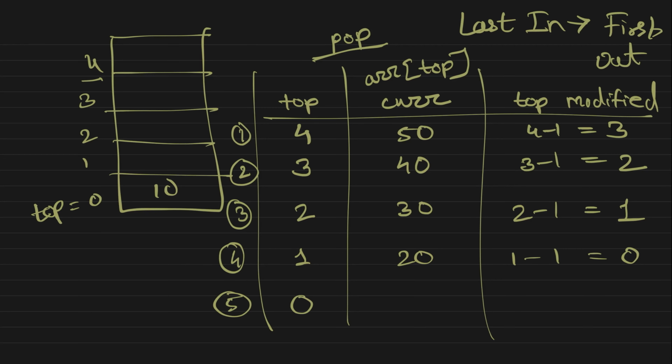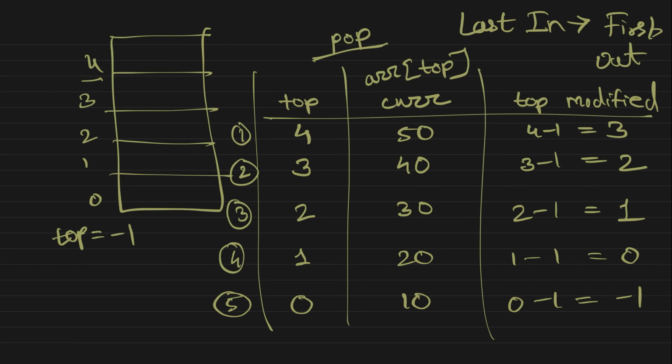My top value is 0, and then my current element would be array of 0, which is 10, and my top would become what? 0 minus 1, which is minus 1. So then again this top would be removed, this value will also be removed, and top will point to minus 1.